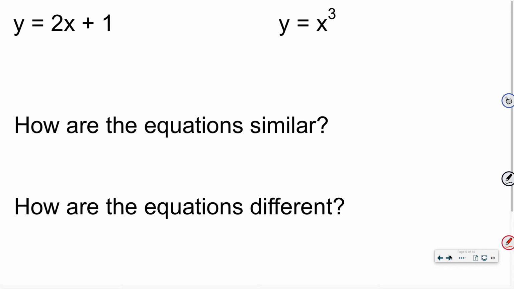Now let's talk about just the equations themselves. The equation on the left, is this linear or nonlinear? Oh, it is. Yeah, this was linear. And how about this one on the right? Nonlinear.